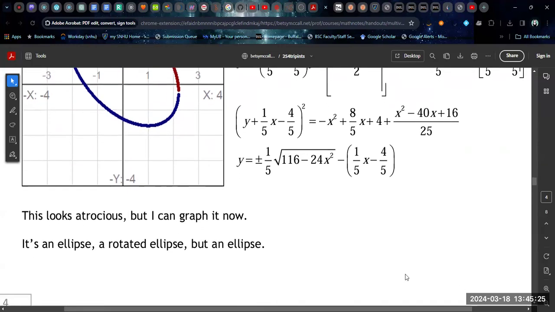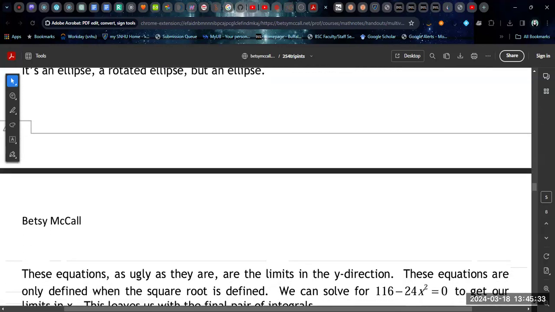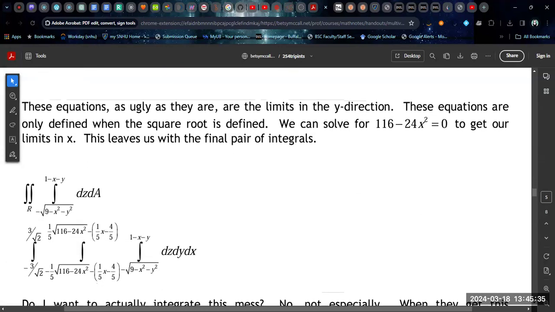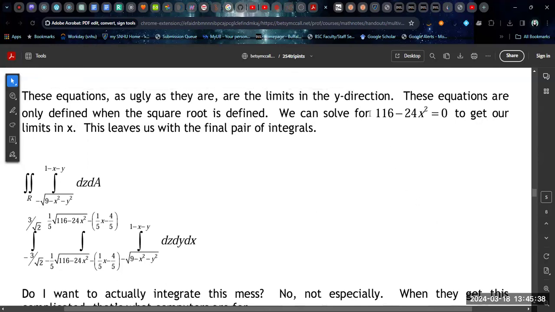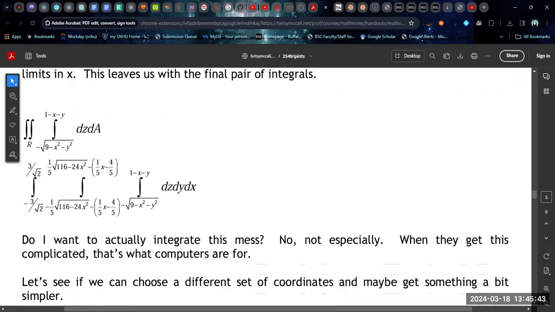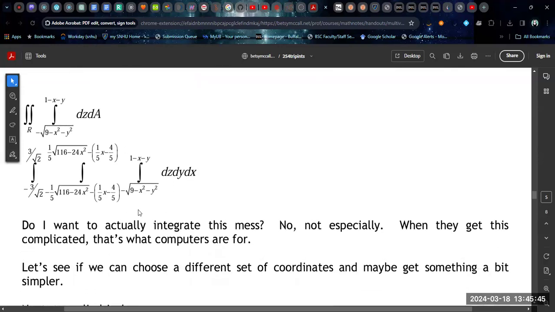Okay, so this looks atrocious, but I can graph it, and I can have my upper bound and my lower bound to put into my integral. I can also see that if I solve for that radical, I can get the limits on what x has to be. And so when I do that, I end up with this crazy integral. Again, this is my upper bound. This is my lower bound. These are my limits in x.